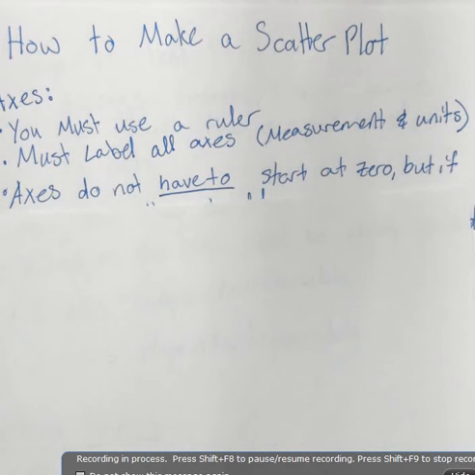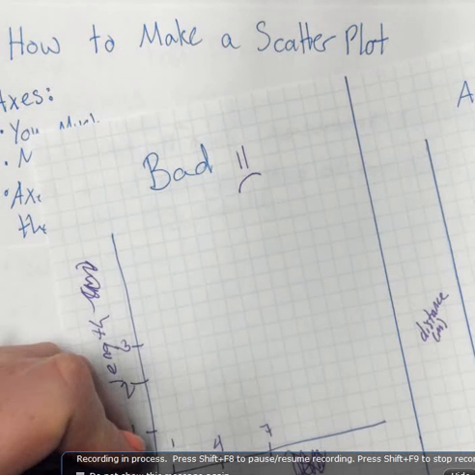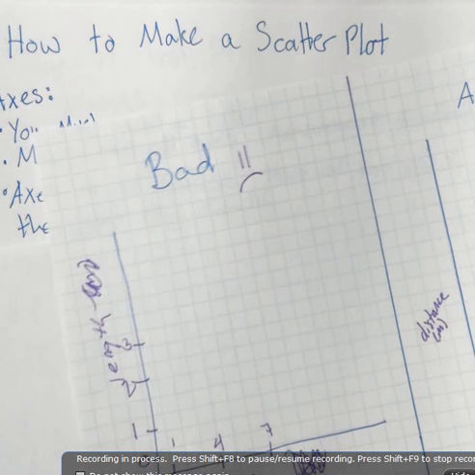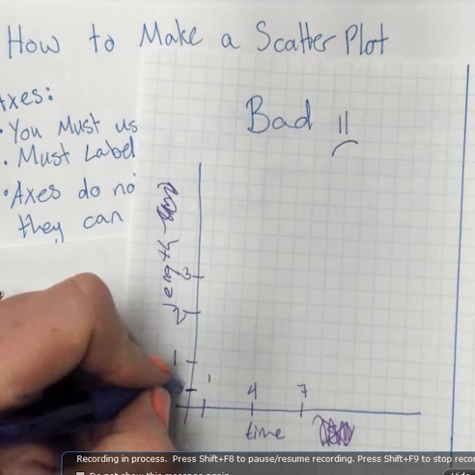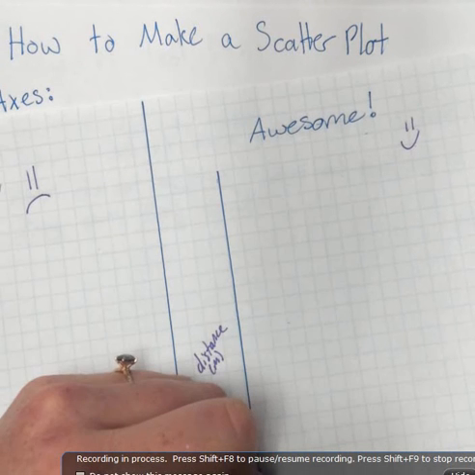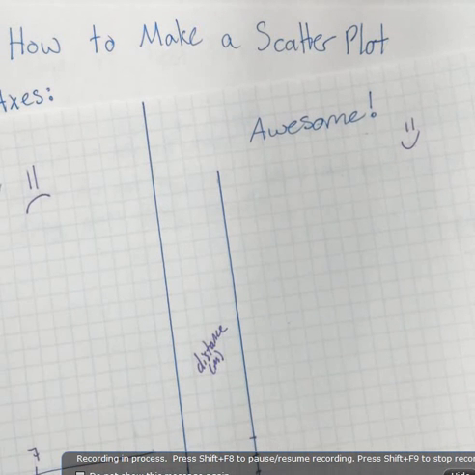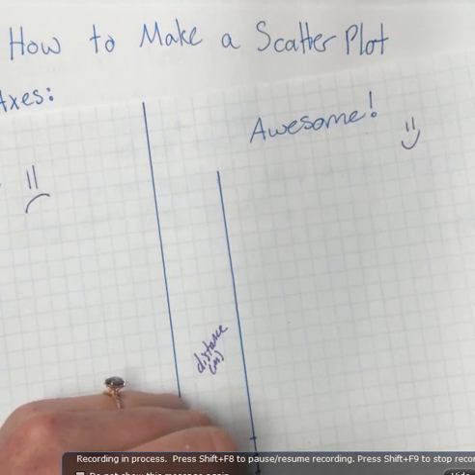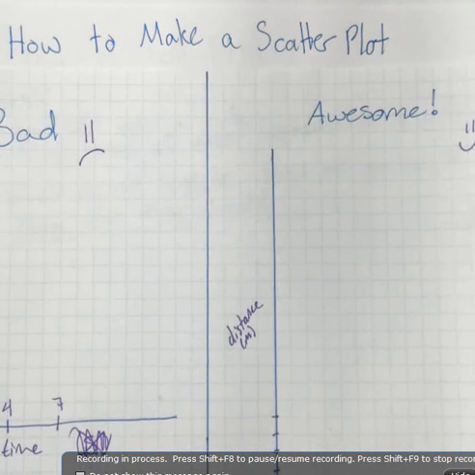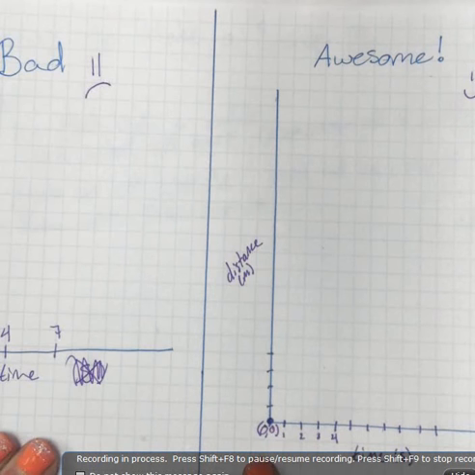Make sure that your axes don't have to start at 0, but if they can, they should. So for example, don't make that your 0 right there. You can very easily bring your 0 down to here. So on this graph, for example, since we're starting down at 1, that can make our intercept 0, 0. I'm sorry. Our intercept here can be 0, 0. So that's awesome.